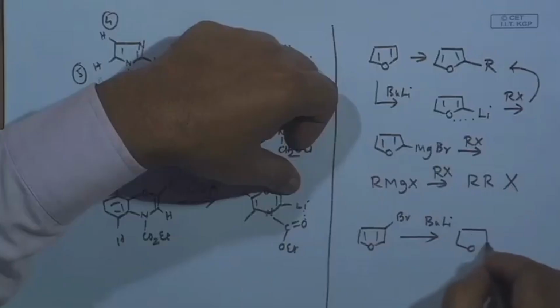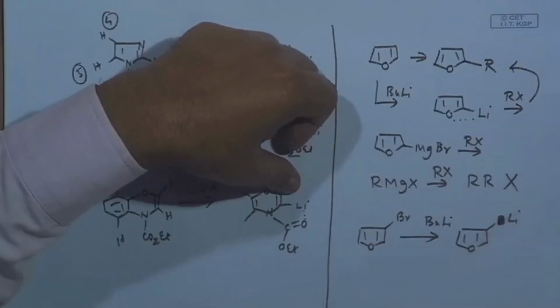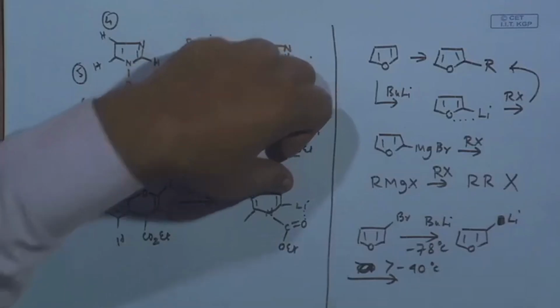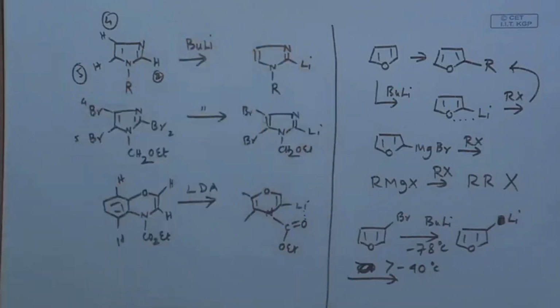Okay. So this will tell you something, sorry, this is lithium. What next? All of us know this is normally done at minus 70 degrees centigrade. If you increase the temperature above minus 40 degrees centigrade, you get another reaction done. What is it?